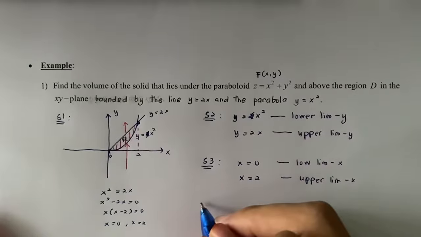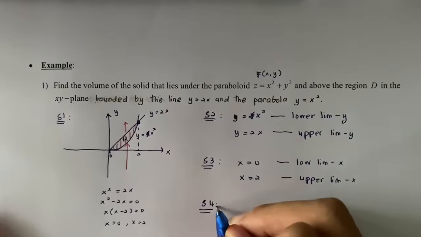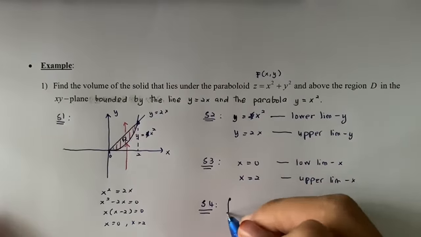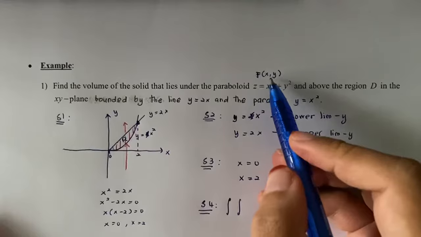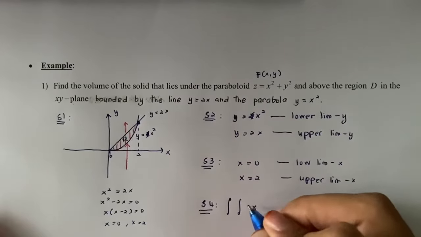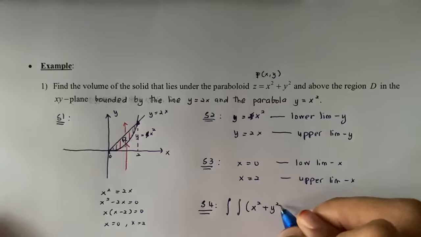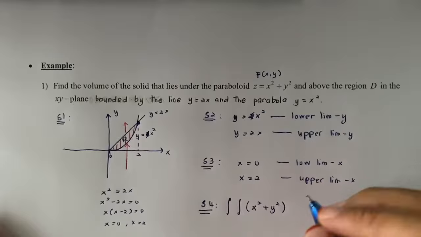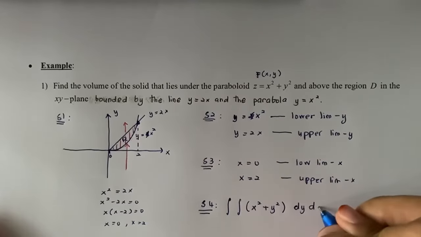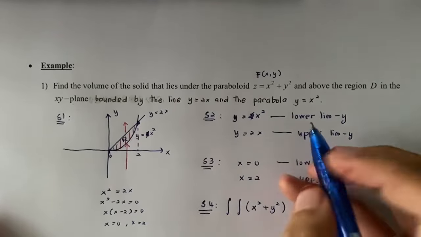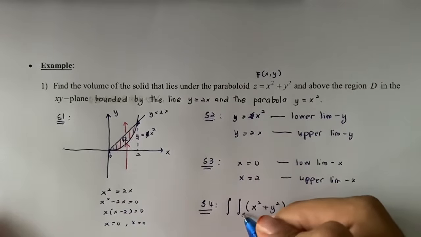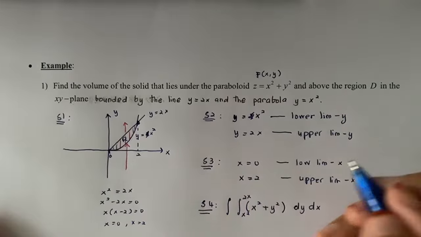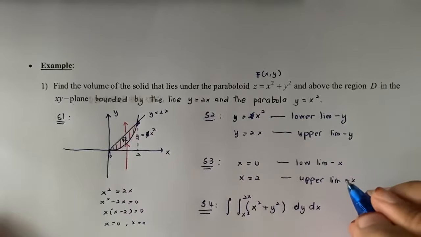And the last step is to write the integrals and solve it. So you have the double integral, and this is your f(x,y), which is equal to x square plus y square. In the second step, you found the limit for y, so you need to solve for dy first, followed by dx. So the limit for y is x square as the lower limit, and the upper limit is 2x. And then put in your x limit.